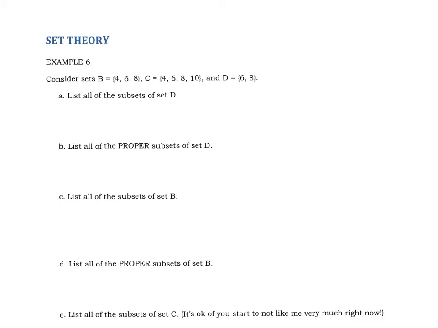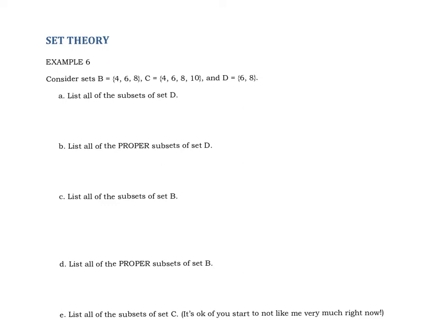Here we're going to be taking a look again at subsets and proper subsets. And now we're going to be talking about finding all of the subsets and proper subsets of a given set. So let's begin with example 6, part A. List all of the subsets of set D.